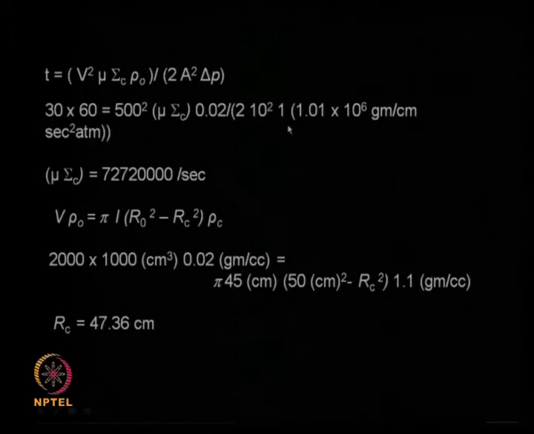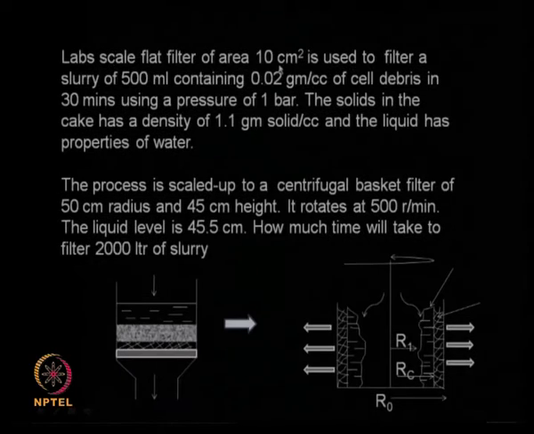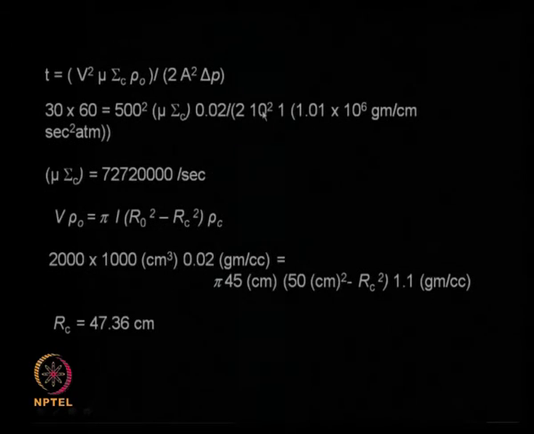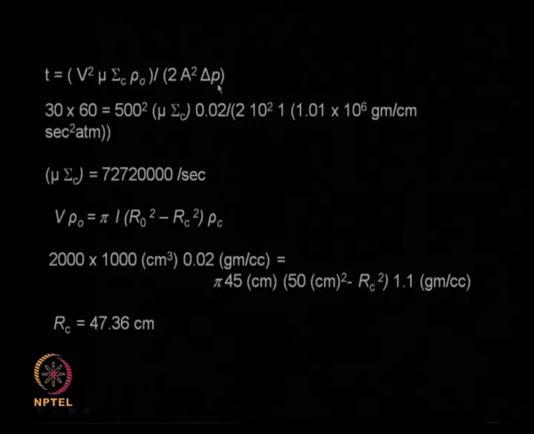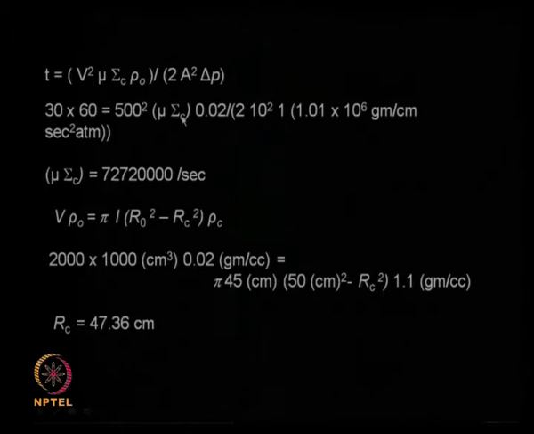Now area is given as, if you recall properly, a 10 centimeter square flat filter area, so you put in 10 centimeter square, and then the delta P is 1 atmosphere, so you are converting that properly here. So you have the left hand side, you have the right hand side, the only unknown is mu sigma c. This determines the properties of the solid and the liquid, so we can calculate this whole thing from this equation.